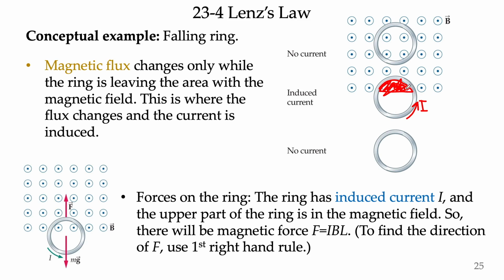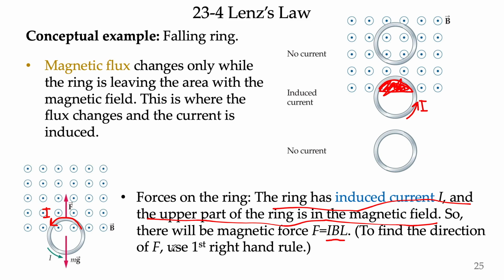Okay, what about the forces on this ring? Now, this goes back to the previous chapter 22. Now look at this figure, we know that there is some current in this direction, right? This is the induced current. Okay. Now the ring has induced current I, and the upper part of the ring is in the magnetic field. Remember, if there is current and if there is magnetic field, then there will be some force. How do you find that force? Well, it's going to be current times magnetic field times the length of that wire.